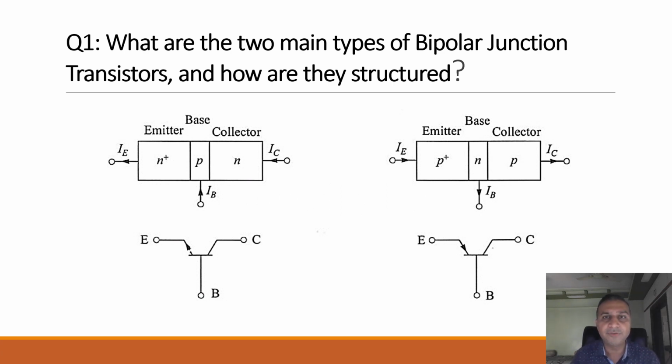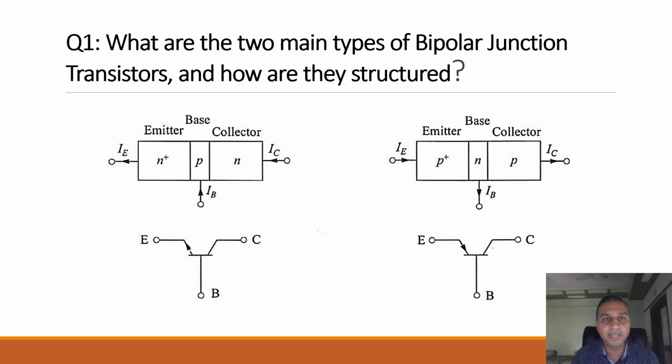What are the two main types of bipolar junction transistors and how are they structured? There are two main types of bipolar junction transistors. One is NPN transistor and second is PNP transistor. In NPN transistor, the P type is sandwiched between two N types. In PNP transistor, the N type is sandwiched between two P types.